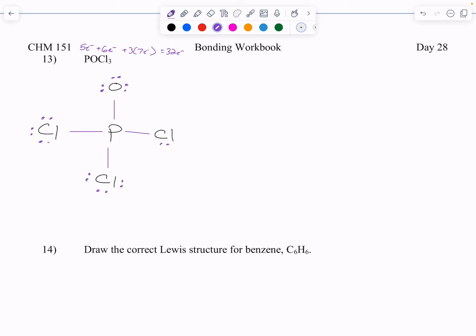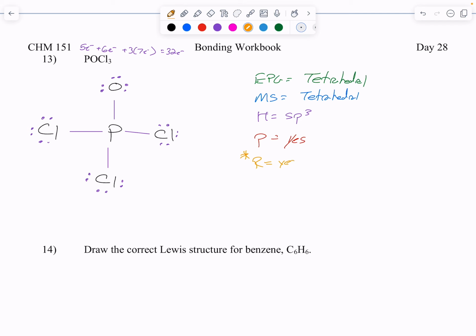Now, electron pair geometry, tetrahedral. The shape, also tetrahedral. The hybridization, sp3. Polar, yeah. And then resonance.